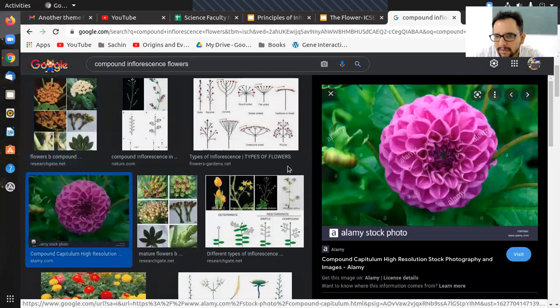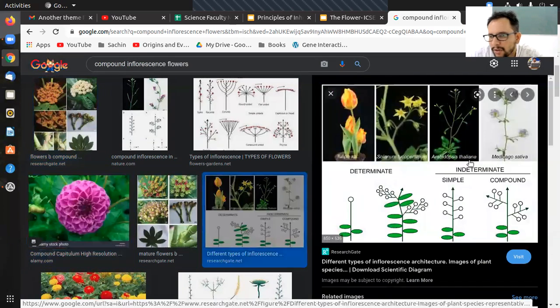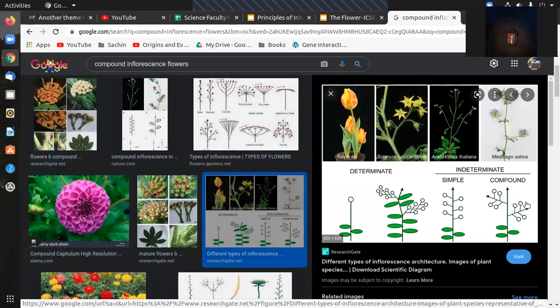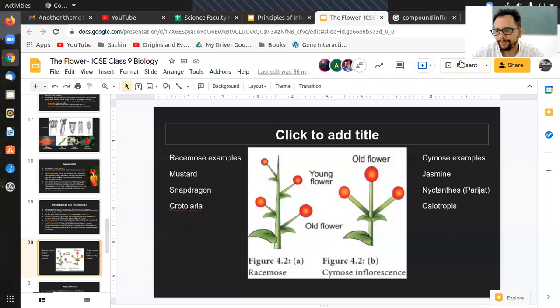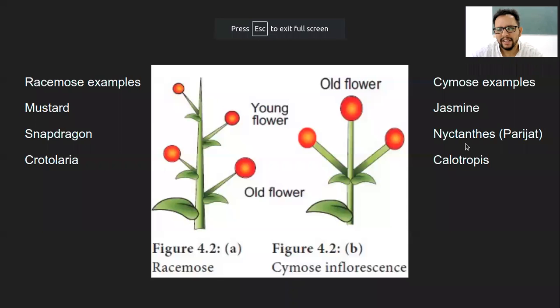Compound capitulum. No, this is not the one for sure. Yeah, here is one example you see. This is kind of explaining that part. Right? But then again, we have to think a bit and then understand this concept. Okay. So that is about the inflorescence.